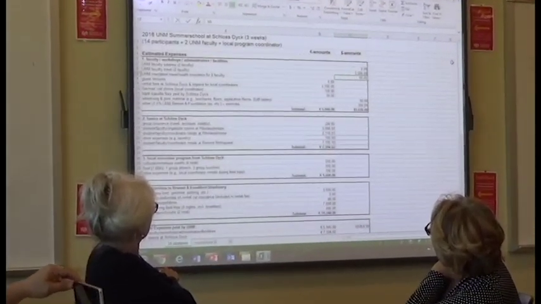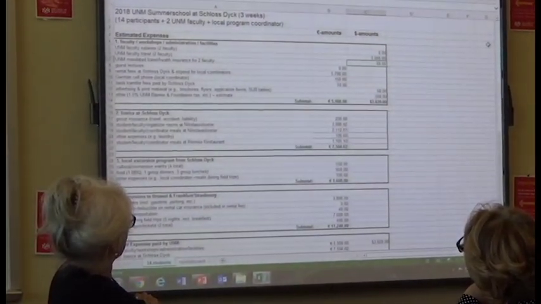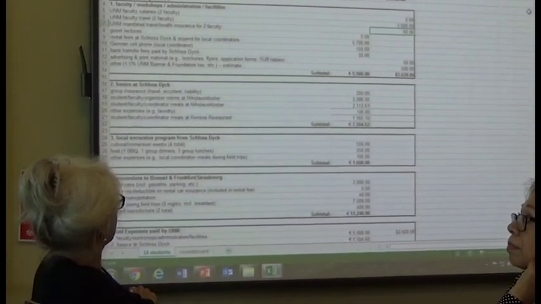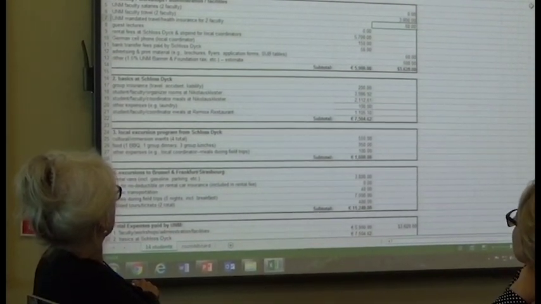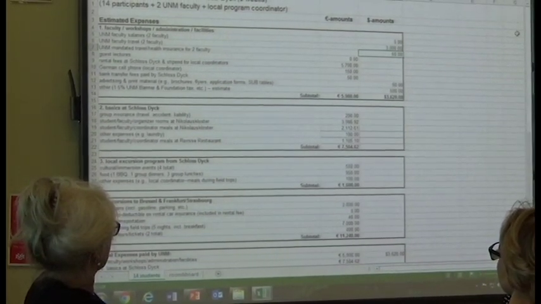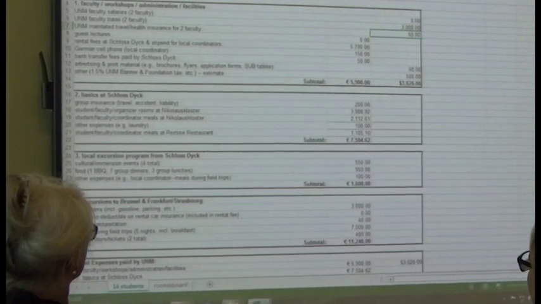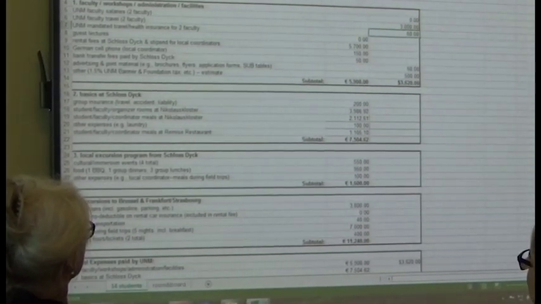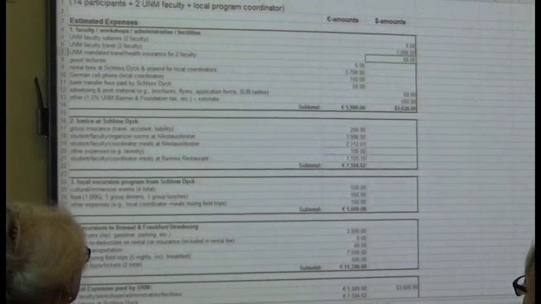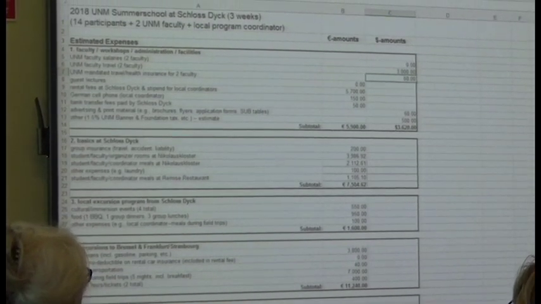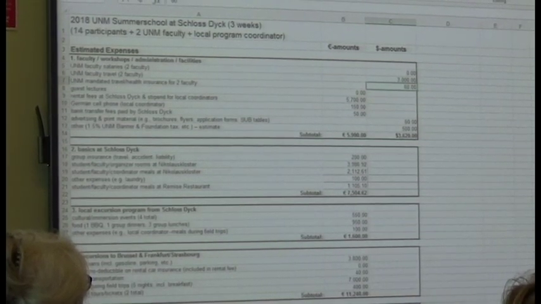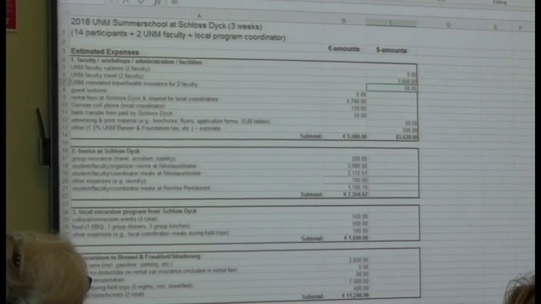because it's sort of set up in the way that we will set up the invoice that comes from our vendor. So we have different categories. Obviously, most of the first component, faculty, workshops, administration, and so forth, include US-based expenses as well as foreign-based expenses. So we have things like faculty salaries, faculty travel. Now all the faculty have to have this mandatory travel and health insurance.